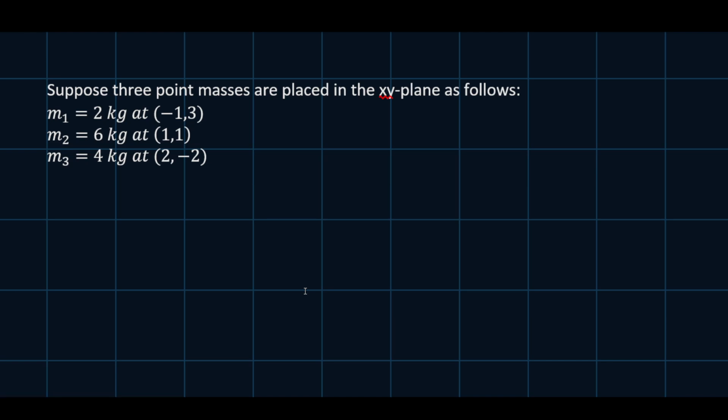Okay, so let's consider this example. Suppose we have 3-point masses placed in the xy plane as follows. So the first one will have a mass of 2 kilograms at negative 1, 3. The second one has 6 kilograms at 1, 1. And the last one has 4 kilograms at 2, negative 2. Okay, pwede tayo mag-drawing na illustration. So, drawing natin yung illustration that will describe this scenario.